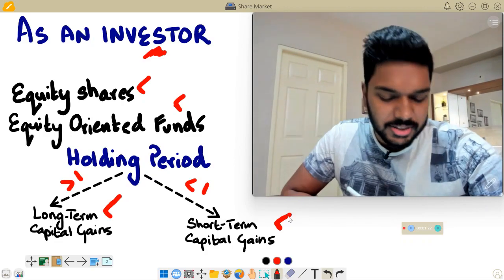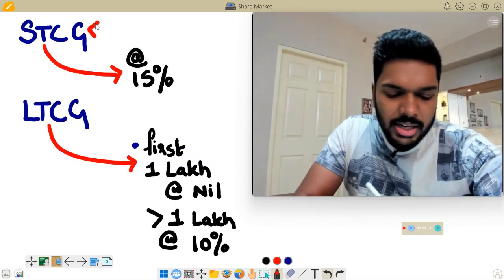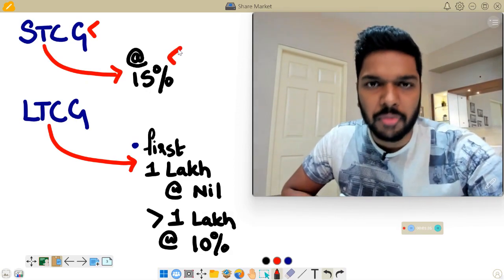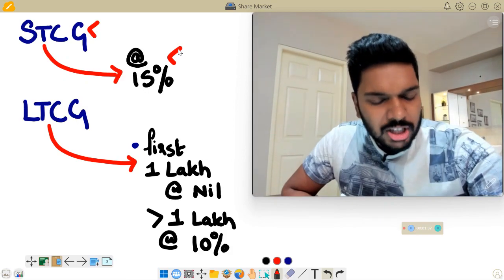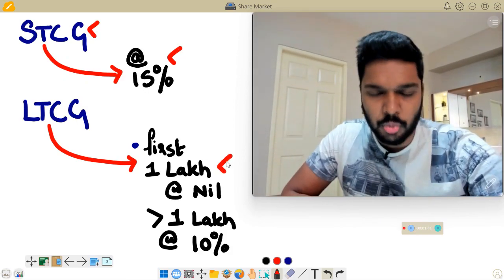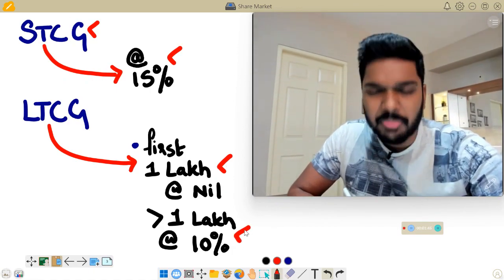What about the taxes? As far as short-term capital gain is concerned, there's a fixed rate of 15% irrespective of the gain limit or the profit limit. But as far as your long-term capital gain is concerned, on the first 1 lakh, there is no tax on the 1 lakh of gain. After 1 lakh, there's a fixed rate of 10%.